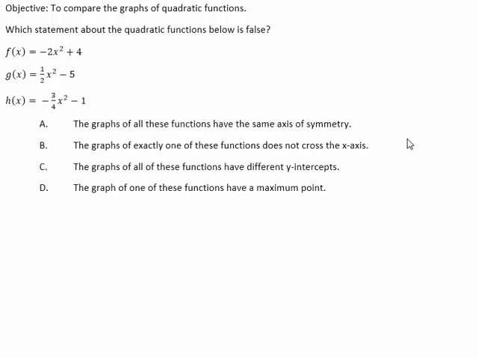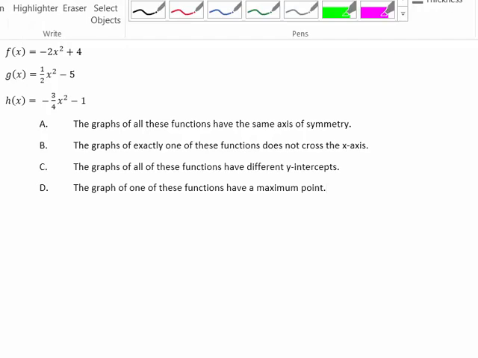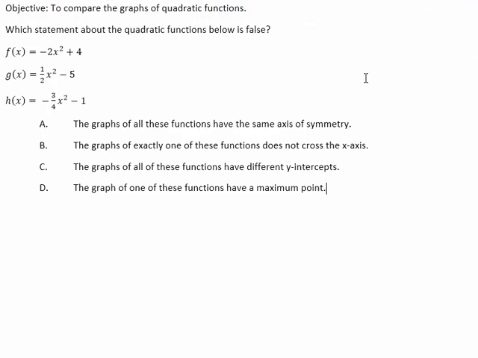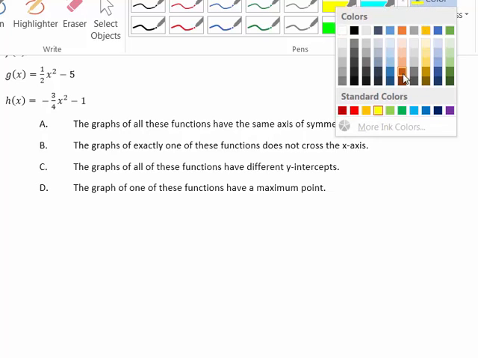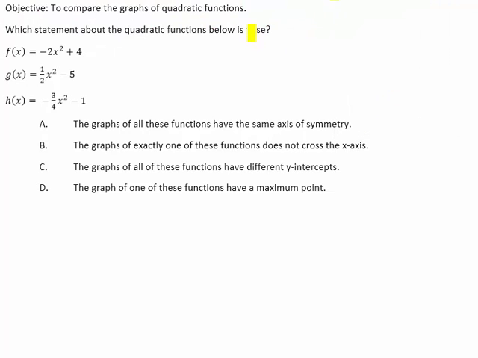In this video, we're going to compare the graphs of quadratic functions, and the question we're asked is which statement about the quadratic functions below is false. Before we get going any further, I want to highlight that word false. It's very important because sometimes it's going to say which following is true, sometimes it's going to say false, and I feel like sometimes they're trying to trick you with that statement. So anytime you see true or false, make sure you highlight or underline it so you know what the question's asking.